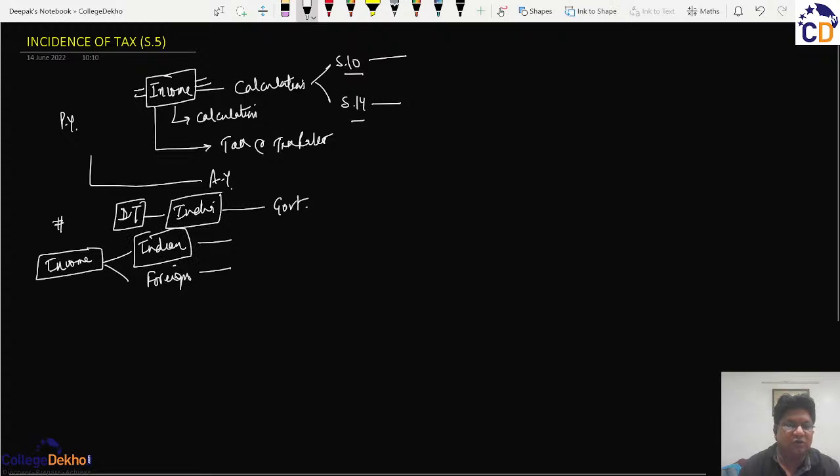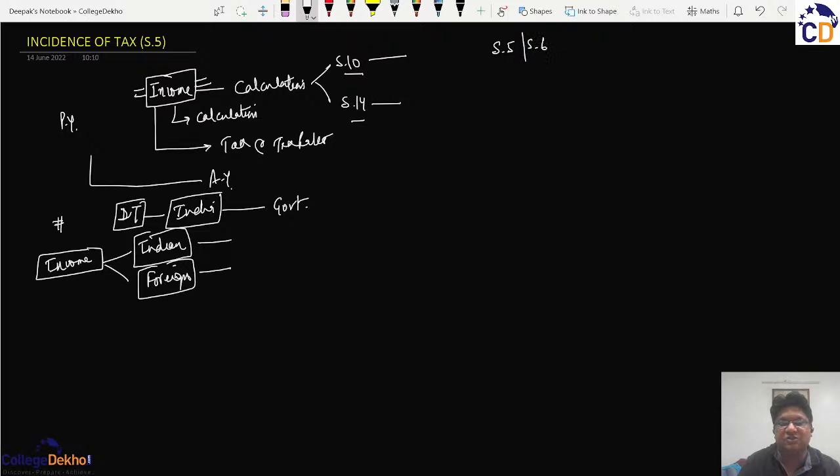So what the act has done is that they have divided section 5 to be read in light of section 6, where to properly understand section 5, you need to know the word used in section 6, which says residential status.